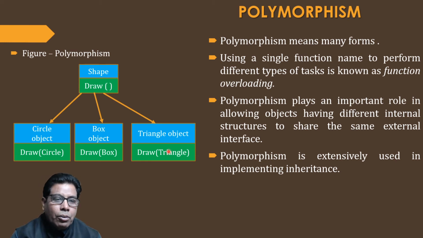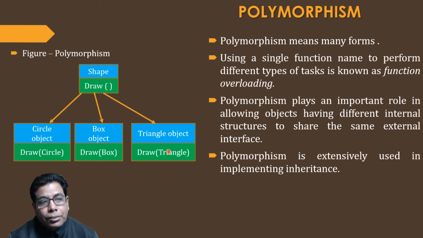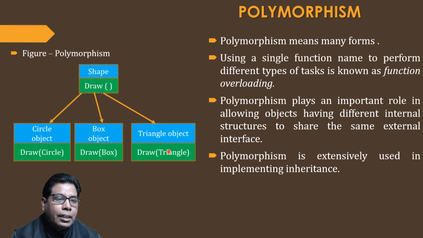So polymorphism plays an important role in allowing objects having different internal structure to share the same external interface. The external interface is the same, but internal structures will be different. So polymorphism is used in implementing inheritance. There again we can have the base class and the derived class with different parameters.